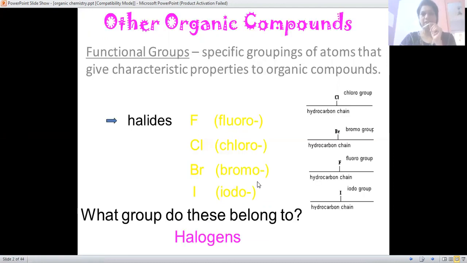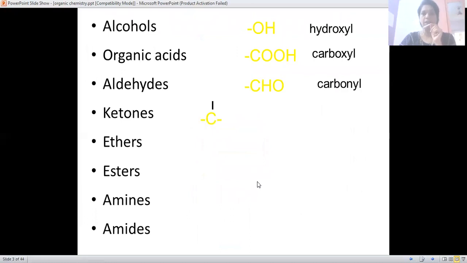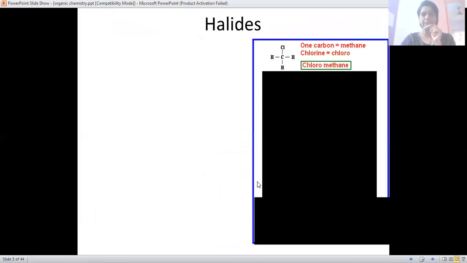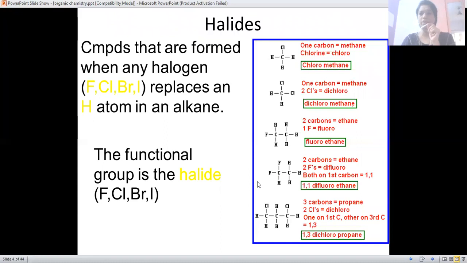These are simple. If the F is attached, we say fluoromethane or chloromethane, bromomethane, iodomethane. It depends on the attachment of the halides as halogens. Now these are the functional group attachments. You will see that alcohol is the OH attachment, hydroxyl, then organic acids, then aldehyde, ketone, ether, ester, amide, and amines. So these are the halides, again the same thing. We will see how you write down the name.